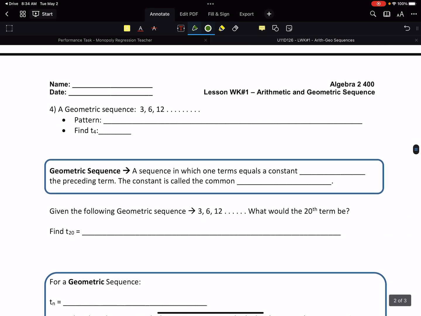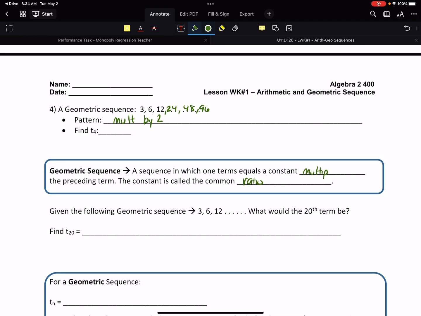Now on the flip side, geometric. In this case we are multiplying by 2. We're not linearly increasing. In this situation, we're exponentially increasing. So we're going to have 24, 48, we have 96. We're getting larger and larger as we go up. Now, there's not a common difference. Here it's called a common ratio, and that's the thing that gets multiplied to the previous term.